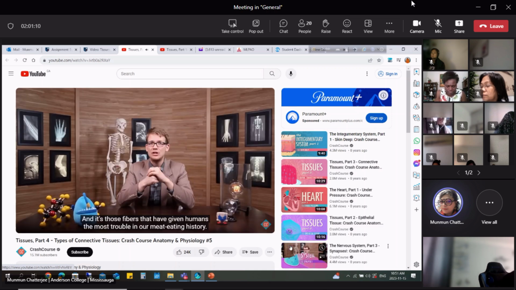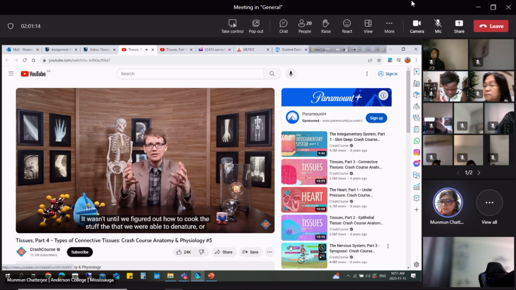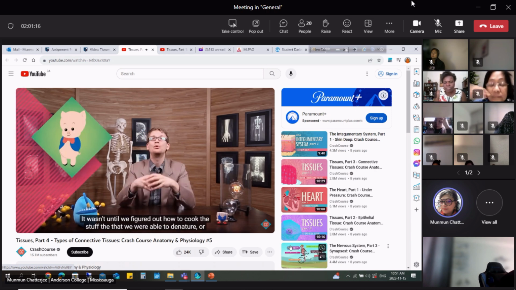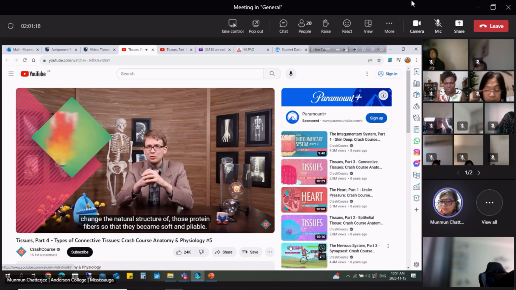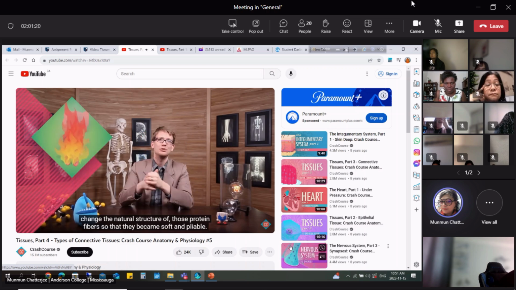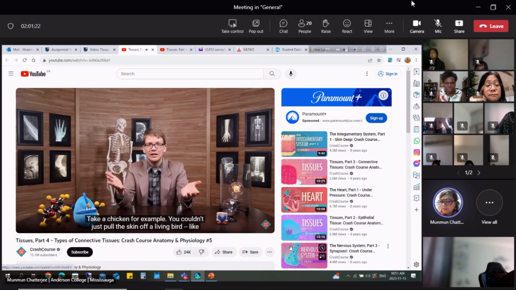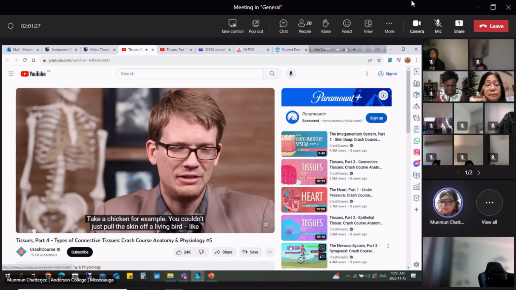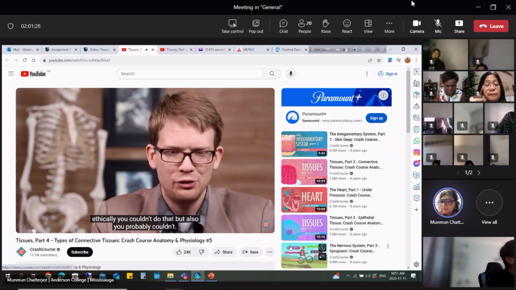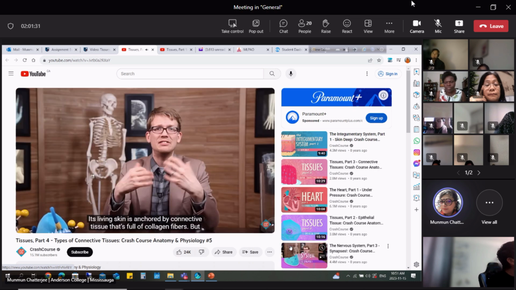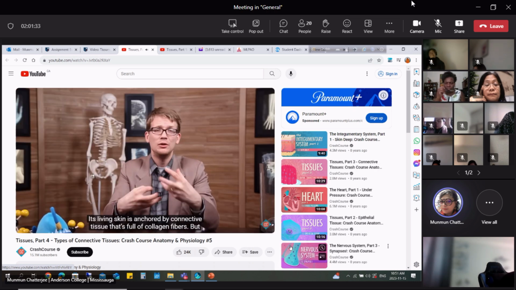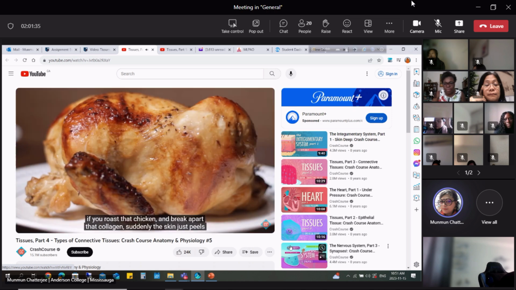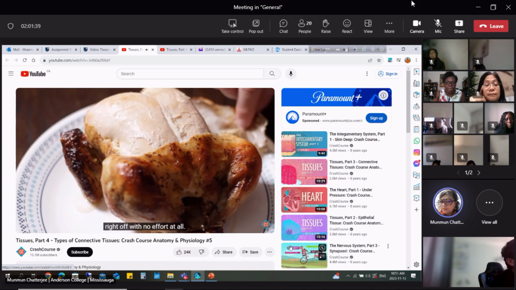And it's those fibers that have given humans the most trouble in our meat-eating history. It wasn't until we figured out how to cook this stuff that we were able to denature, or change, the natural structure of those protein fibers so that they became soft and pliable. Take a chicken, for example. You couldn't just pull the skin off a living bird. Like, ethically, you couldn't do that, but also you probably couldn't. Its living skin is anchored by connective tissue that's full of collagen fibers, but if you roast that chicken and break apart that collagen, suddenly the skin just peels right off with no effort at all.